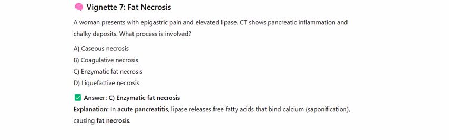Vignette 7, Fat necrosis. A woman presents with epigastric pain and elevated lipase. CT shows pancreatic inflammation and chalky deposits. What process is involved? A. Caseous necrosis. B. Coagulative necrosis. C. Enzymatic fat necrosis. D. Liquefactive necrosis. Answer: C. Enzymatic fat necrosis. Explanation: in acute pancreatitis, lipase releases free fatty acids that bind calcium, saponification causing fat necrosis.